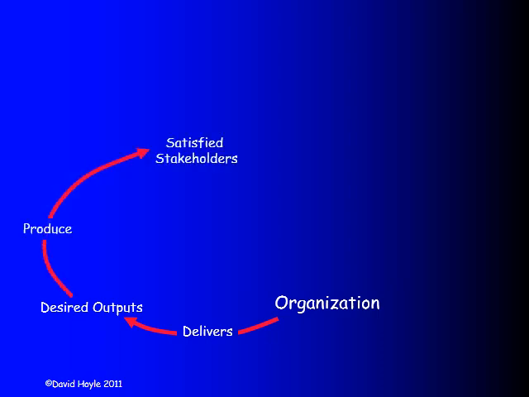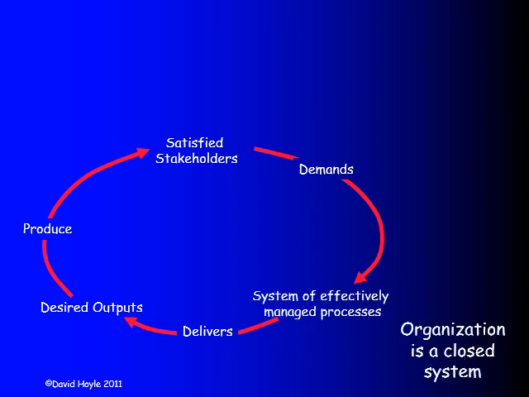Here, the assumption is that the organization always delivers desired outputs, which always produce satisfied stakeholders. The customers will be satisfied with the products and services. The suppliers will be satisfied with the business arrangements. The employees will be satisfied with the working conditions. The investors or owners will be satisfied with the return on their investment. And society will be satisfied that the organization is creating wealth for their community and not harming it. As outputs are the result of processes, we can consider this organization as a closed system of effectively managed processes.